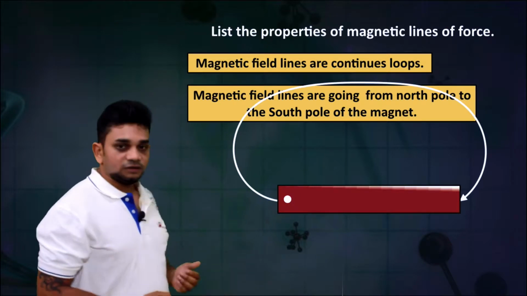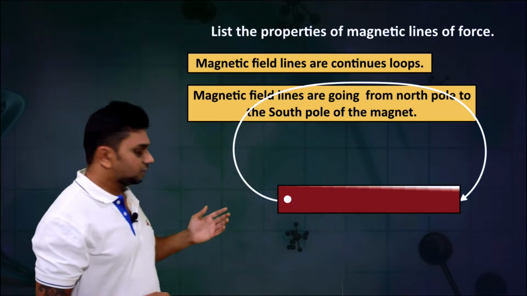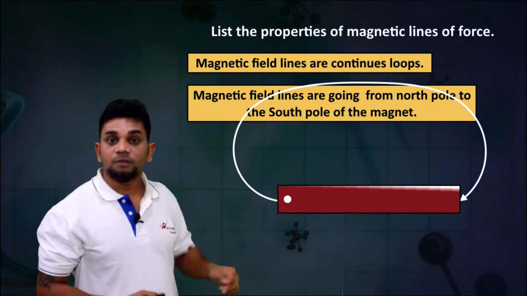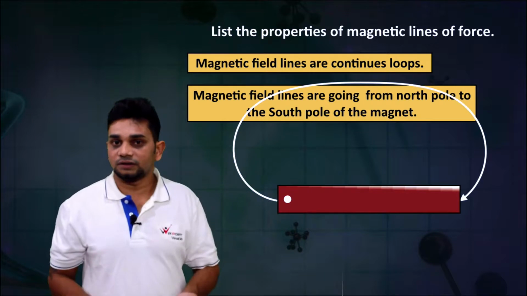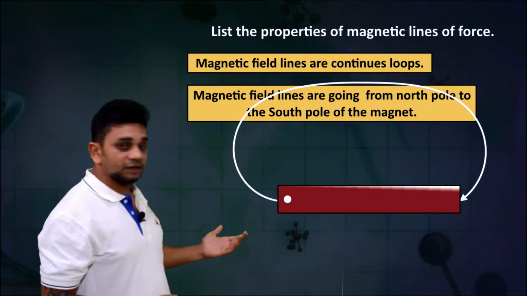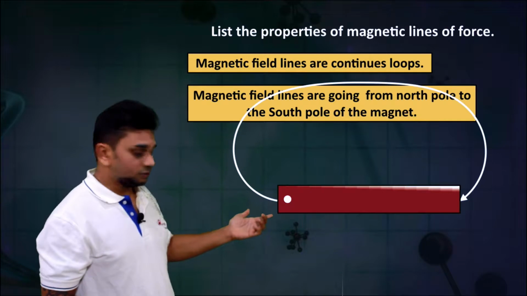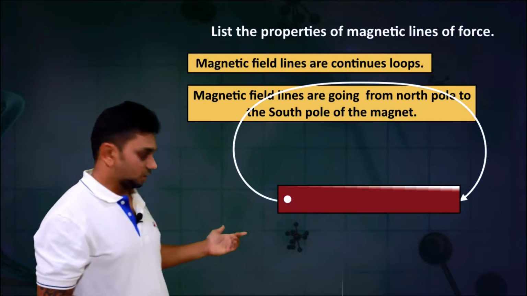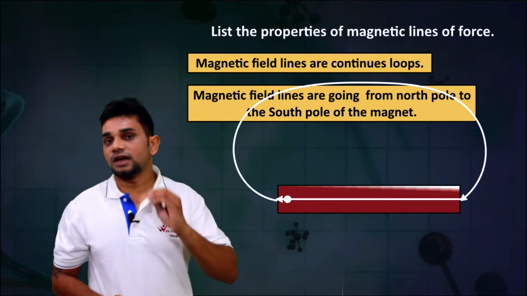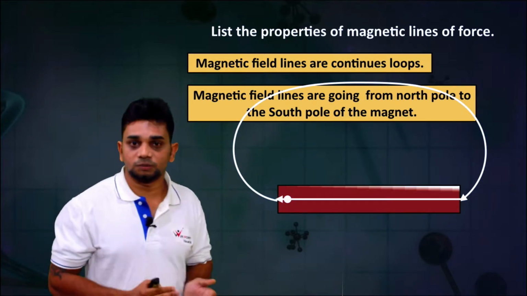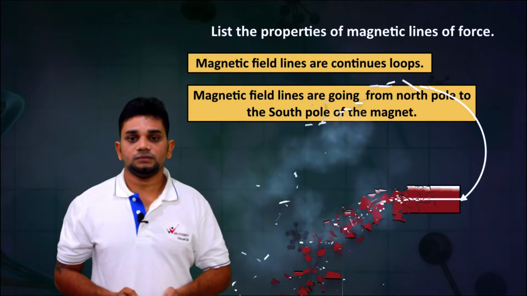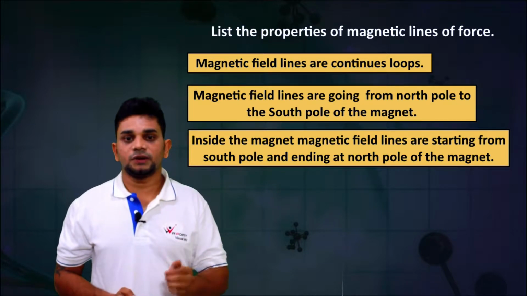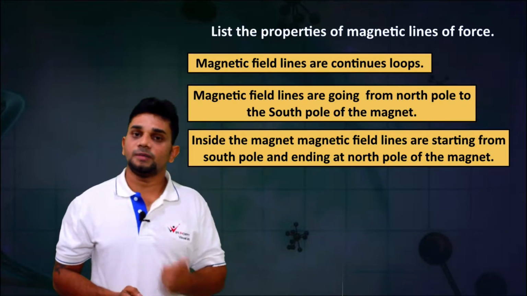Here you can see the magnet. Outside the magnet, the magnetic field lines are starting from North Pole and ending at South Pole. But what about inside the magnet? We already discussed, it's a loop, right? So inside the magnet, it will be starting from South Pole to North Pole. Here you can see that inside the magnet, it is starting from South Pole and ending at North Pole. That's the third point. Inside the magnet, magnetic field lines are starting from South Pole and ending at North Pole of the magnet.